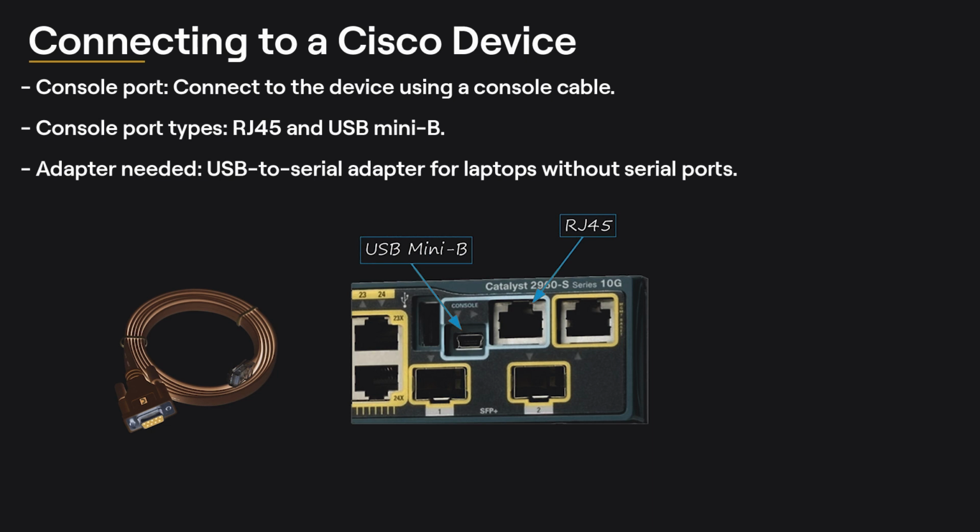Once you've connected your computer to the device, you need to use a terminal emulator to access the CLI. You can use Packet Tracer. Now that you're connected to the device's CLI, you'll be greeted with a screen where you can start entering commands.